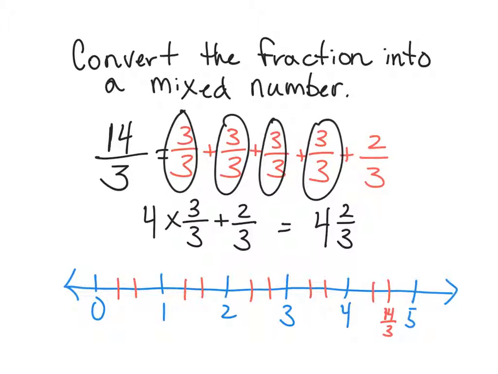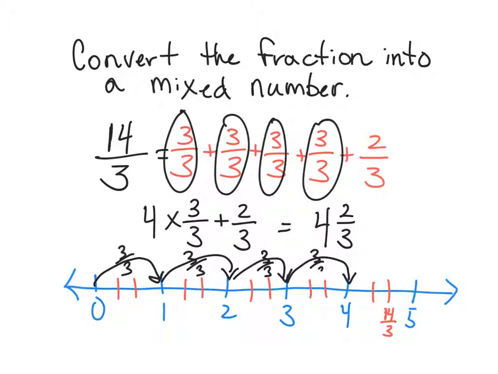Let's try that. From 0 to 1, we went up 3 thirds. That's 1 whole. Another whole, 3 thirds. Another whole, that's 3 thirds. And our last whole, 3 thirds, because that brought us to 12 thirds. We still had 2 thirds left over that we had to go to. If we continued, we'd end up at a whole. We needed 1 more third to get to the whole. We're not quite there. So this shows 4 and 2 thirds on the number line.